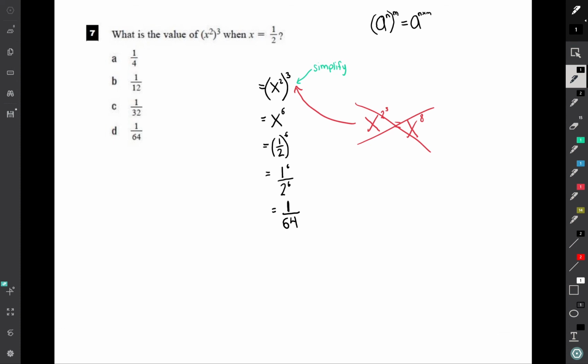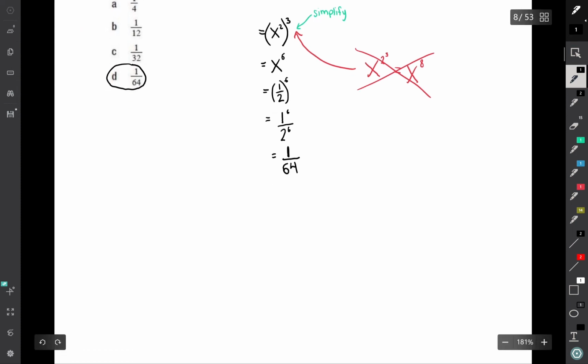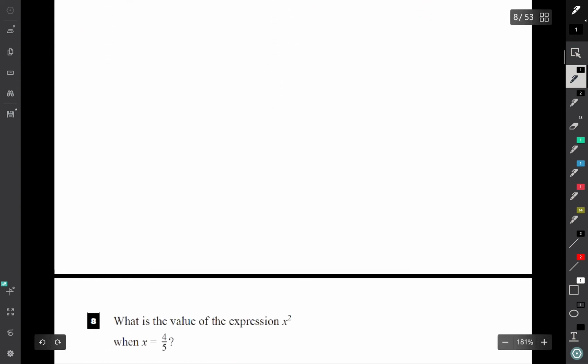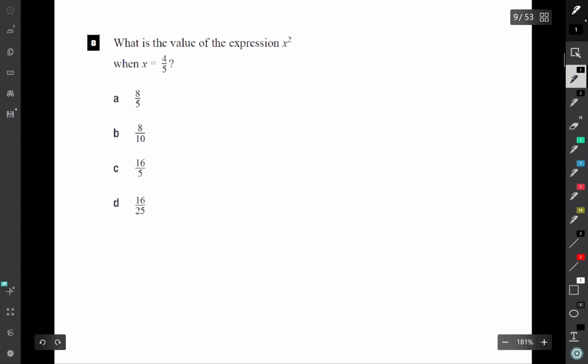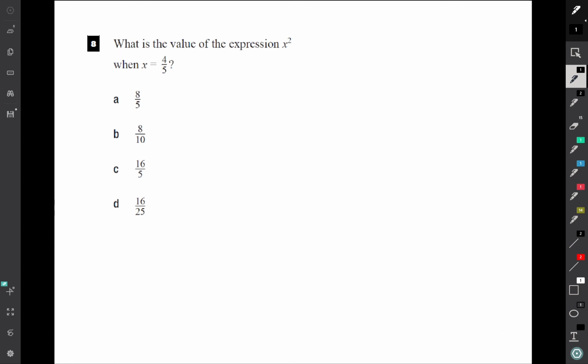So the value of x squared to the power 3 when x is 1/2 is 1 over 64. All right, we'll do a couple more. Maybe we'll go up to question 10 today, and then I'll stop and we'll save the rest for another time. All right, more of the same.